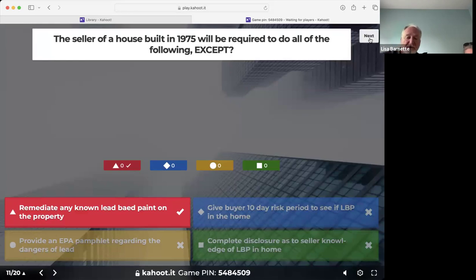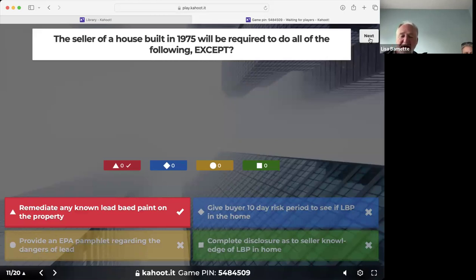Notice that these others are specifically required by federal law. The seller has to give the buyer a 10-day risk assessment period if he chooses to use it. He doesn't have to choose to use it. They have to provide an EPA pamphlet. It's called Protect Your Family from Lead in the Home. They have to provide that.